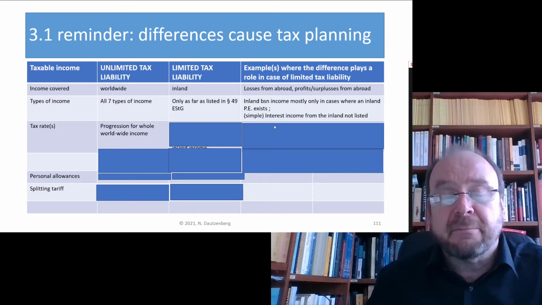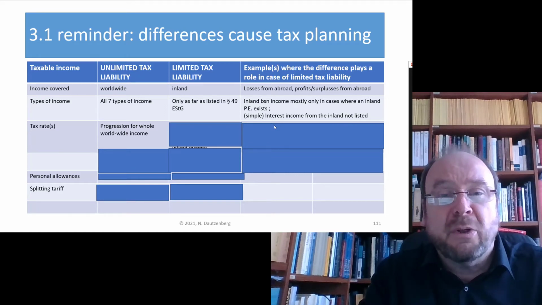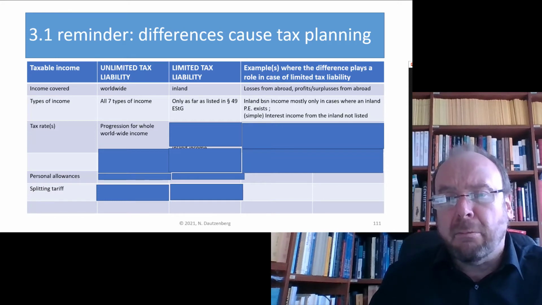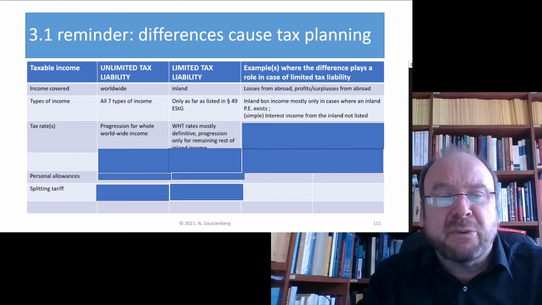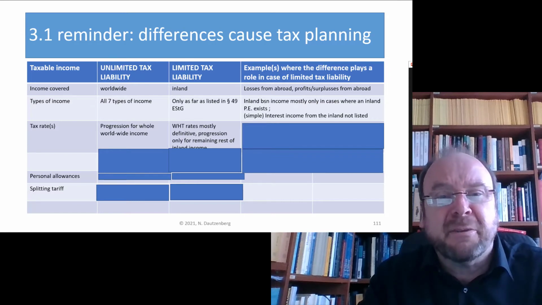The tax rates. Under unlimited tax liability, the tax rate is progressive, and it's determined with a look to your whole worldwide income. So the rate is rather high. Under limited tax liability, it's rather clumsily determined. The withholding tax rates are mostly definitive, and what is taxed under a withholding tax is usually not counted for the determination of the tax rate for the rest of your income. Then only your inland income counts.